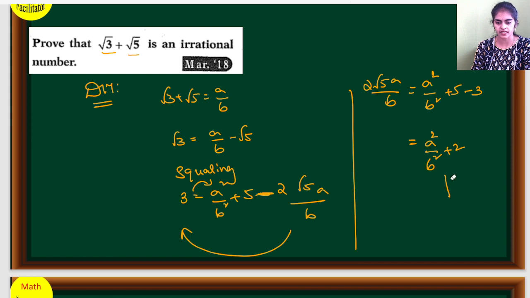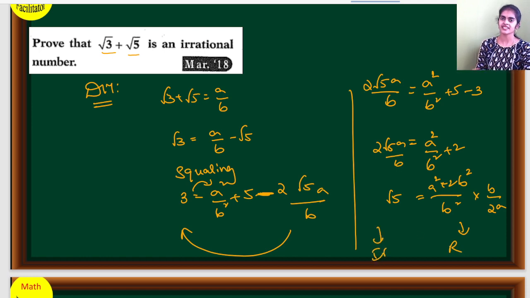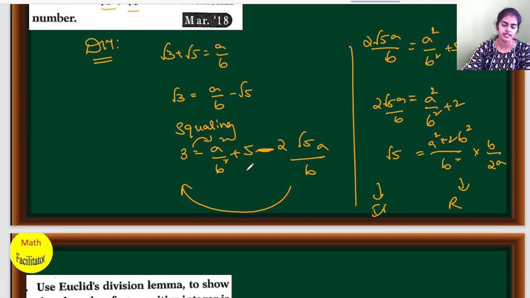If you want, I will write one more step for you. This is nothing but a square plus 2b square by b square, and this is 2 root 5 by ab. So root 5, keep it on the other side, and you will have the expression with b by 2a. Now this entire thing is rational, and this is irrational. The same steps, if you see, right?